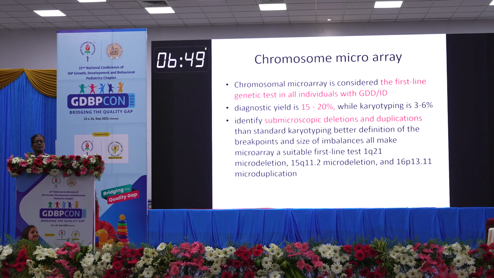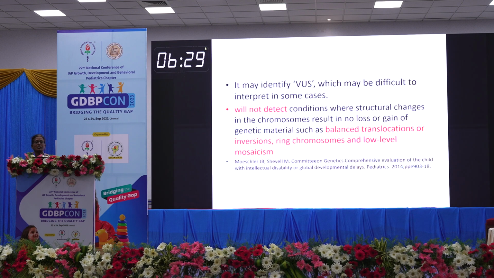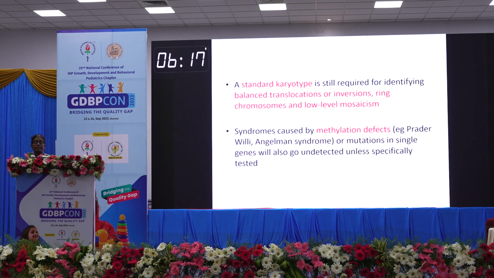Chromosomal microarray is considered the first-line genetic test in all individuals with global developmental delay and intellectual disability. It is otherwise called molecular karyotyping. The diagnostic yield is 15 to 20%, whereas in plain karyotyping it is 3 to 6%. And it identifies submicroscopic deletions and duplications. But there are some pitfalls. It may identify variants of uncertain significance, which may be difficult to interpret, and it may not detect balanced translocations, inversions, ring chromosomes, and low-level mosaicism. So to identify these defects, standard karyotyping is required.